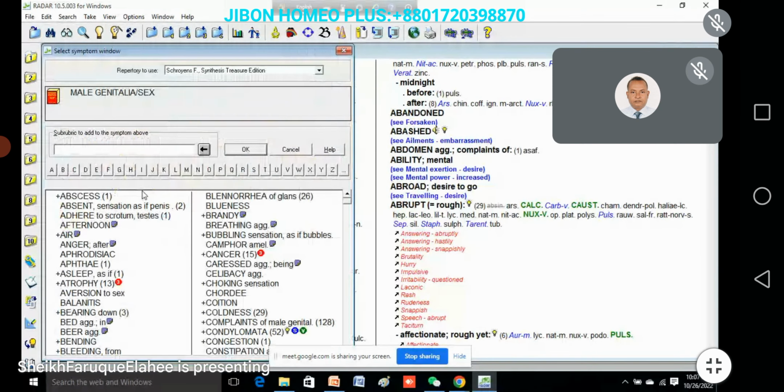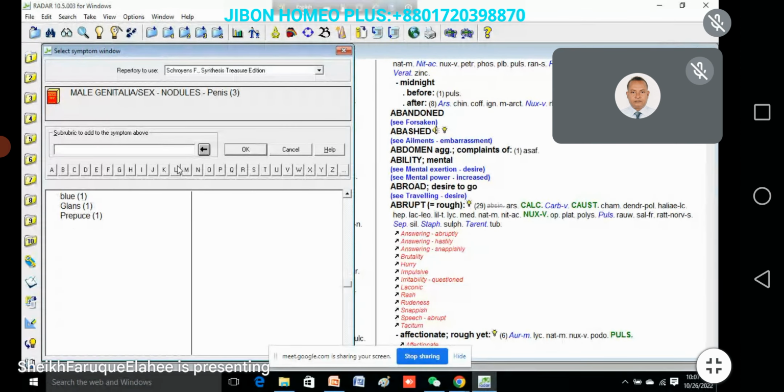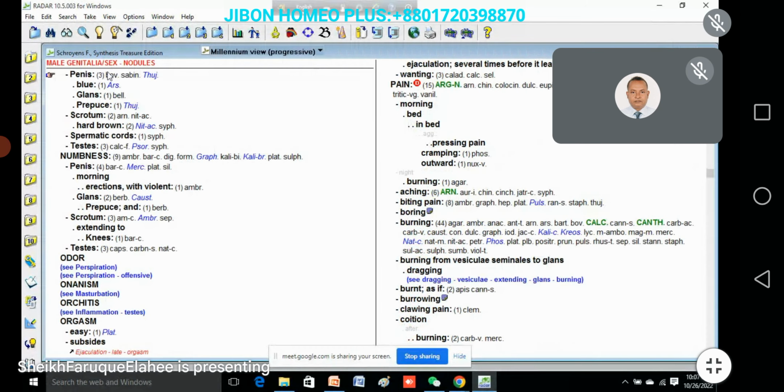So we go to main. You see nodules in the penis. This is one rubric you can take. But I don't say you give medicine, what is written here. No, this only gives you some idea, what may be the medicine or how can you find it. Actually, you will have to take the whole history from the patient and according to his symptom totality, you will select the medicine and this will cure him.